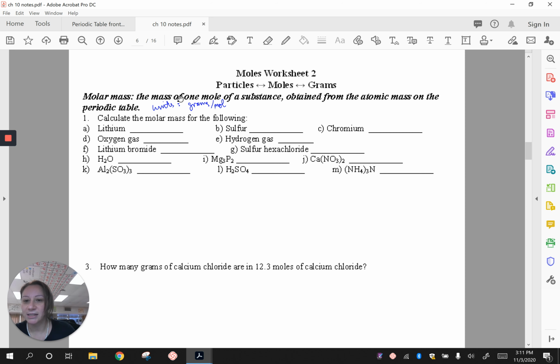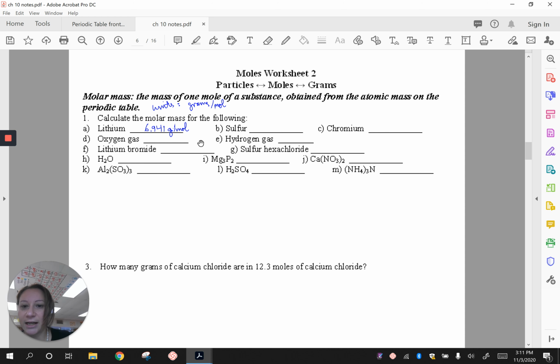Okay, so let's try to figure out what the molar mass of these substances are. And have a periodic table handy with you here. We'll do a few of them, and then the rest you can do as homework, and then you can check your answers. So lithium. So lithium is just Li. You look up on the periodic table, and the molar mass is 6.941 grams per mole.